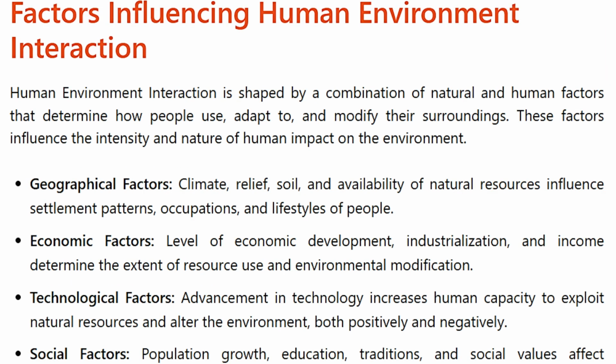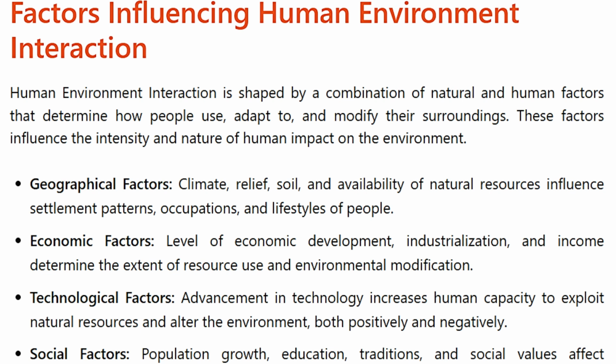Factors influencing human environment interaction. Human environment interaction is shaped by a combination of natural and human factors that determine how people use, adapt to, and modify their surroundings. These factors influence the intensity and nature of human impact on the environment. Geographical factors: climate, relief, soil, and availability of natural resources influence settlement patterns, occupations, and lifestyles of people.